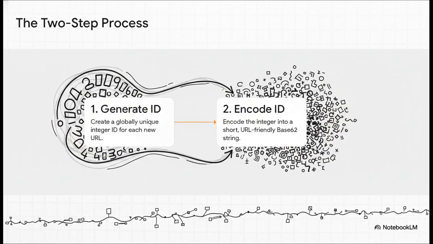And the solution? Oh, it's so elegant. It's a two-step process. First, for every new URL that comes in, we generate a globally unique ID. Think of it like a ticket number that just goes up and up and up and never repeats. Then, we take that giant number and we encode it. Specifically, we turn it into a base 62 string. Now, why base 62? Simple. It uses all the numbers, all the lowercase letters, and all the uppercase letters, every character that's totally safe to use in a URL. And this little trick gives us a mind-boggling number of combinations in a tiny space. With just 7 characters, you can create over 3.5 trillion unique links. That should last us a while.